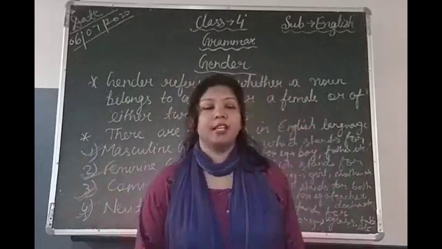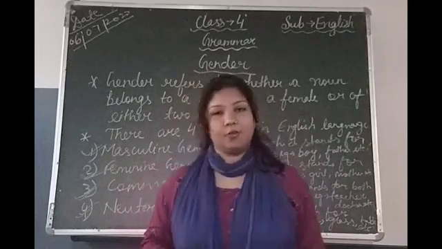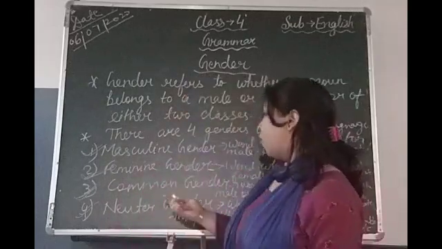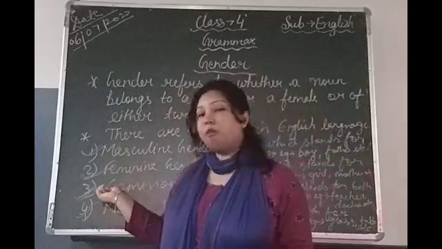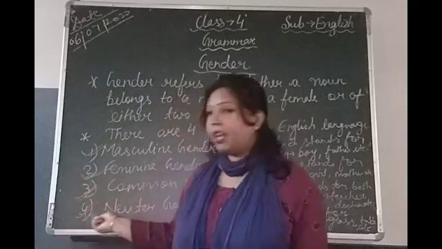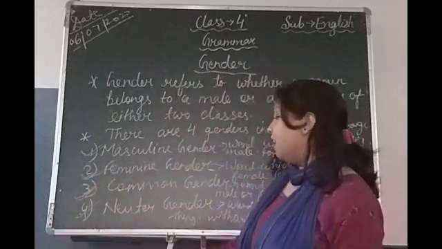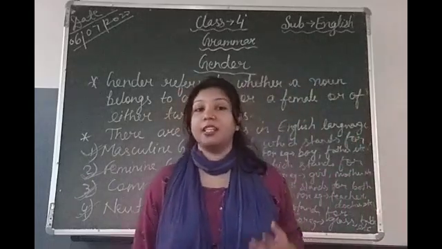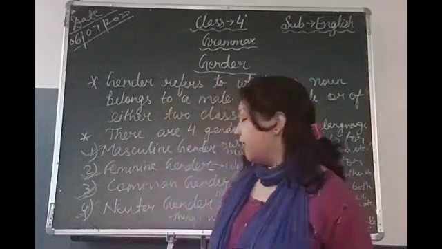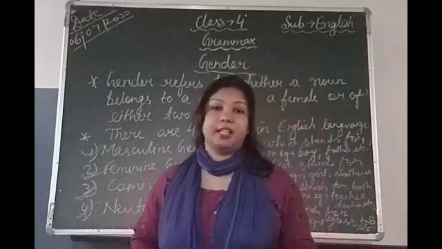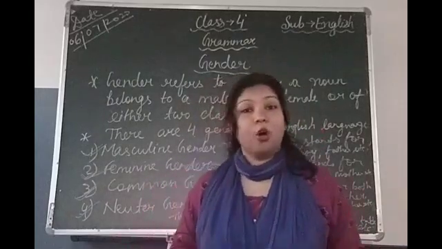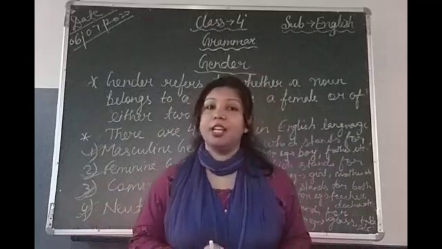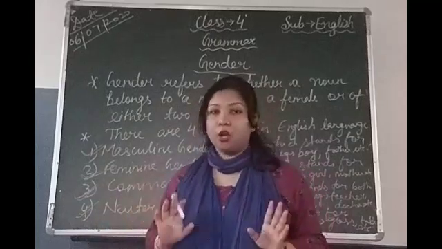Third one is common gender. It means the word which stands for both male and female is called common gender. And the last one is what? Neuter gender. Words which stand for things without life. It means that they are non-living things. Okay. For example, glass, table, chair, etc. These all are neuter gender. So it is very clear to all of you now. I think the concept is clear.